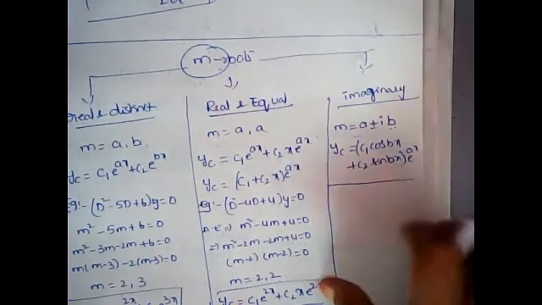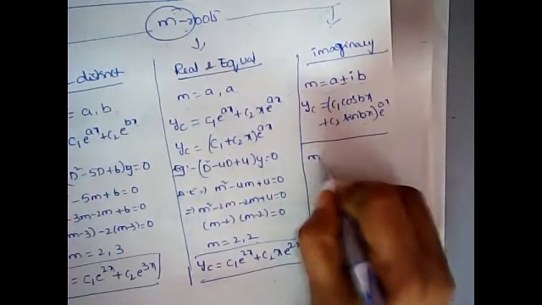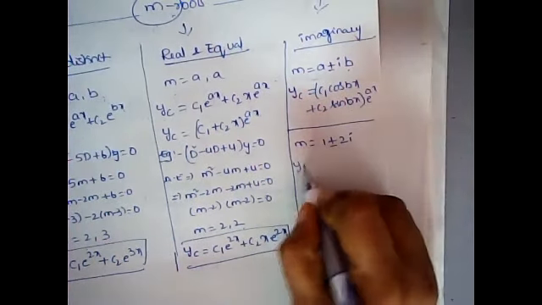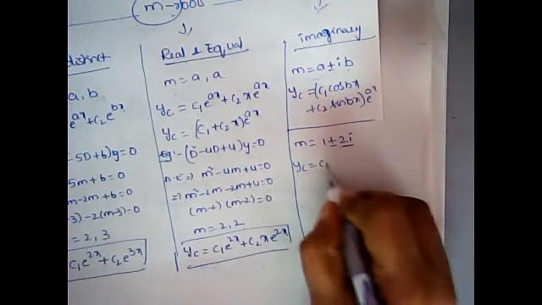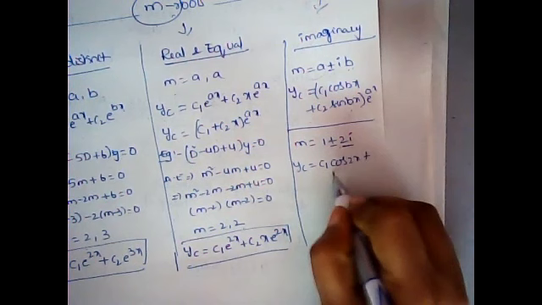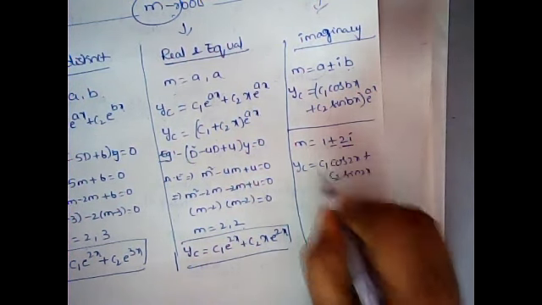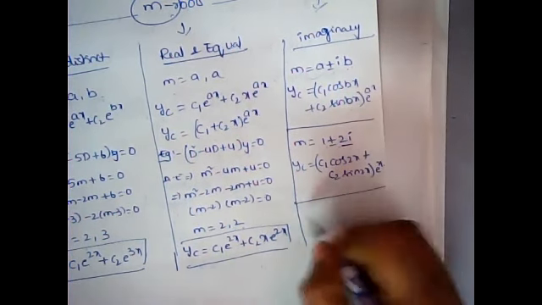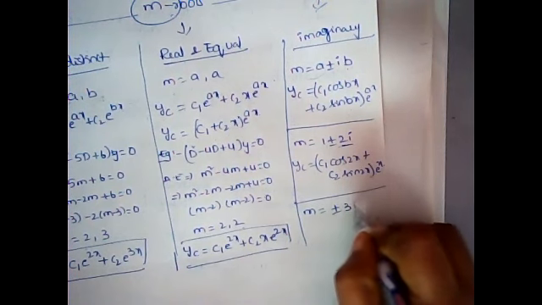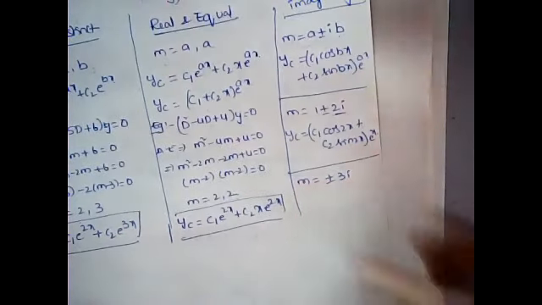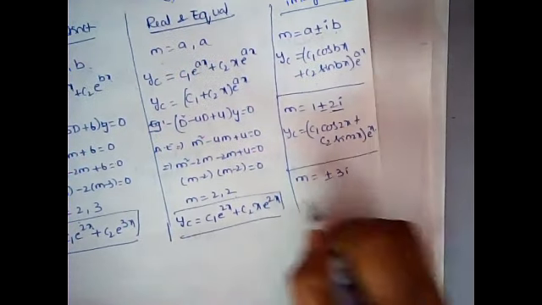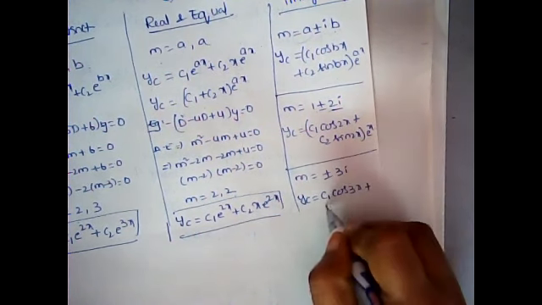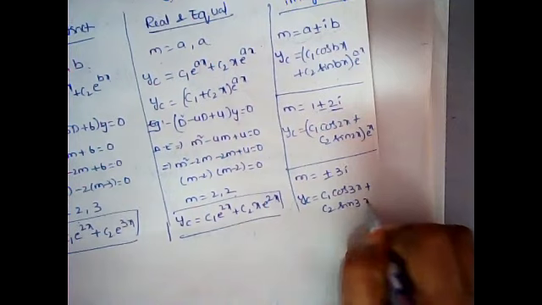Let me give some examples for this. Suppose the m roots are 1 ± 2i. How are we going to write the yc? This 2i gives c1 cos 2x + c2 sin 2x, and this 1 is written as a whole multiplied by e^x. Suppose we got the imaginary roots as only ± 3i, where the real part is not there. Then yc will be c1 cos 3x + c2 sin 3x. In this way we need to write.